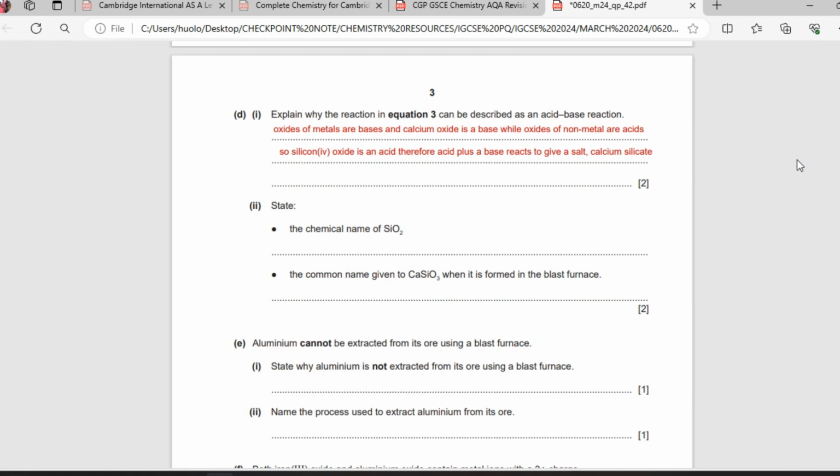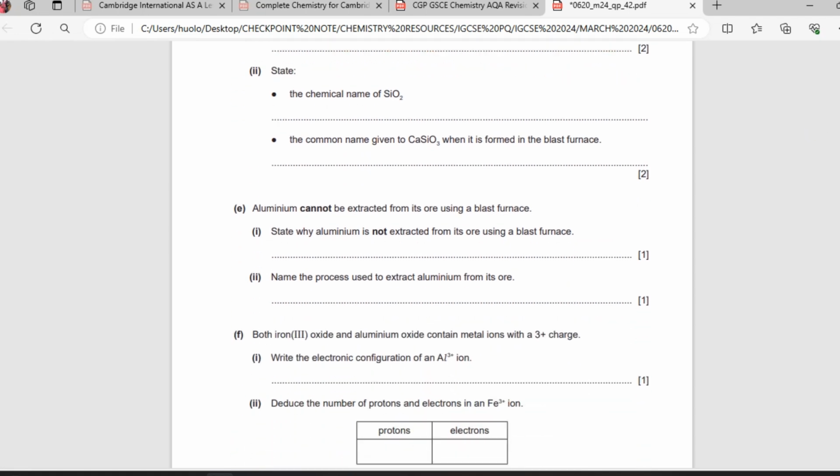So the basic idea is that your ability to identify that calcium oxide is a base, silicon 4 oxide is an acid, is what is needed in this question. So whichever way you respond, the key idea: can you identify that calcium oxide is a base, silicon 4 oxide is an acid? That gives you your mark. All right, so we are making progress.